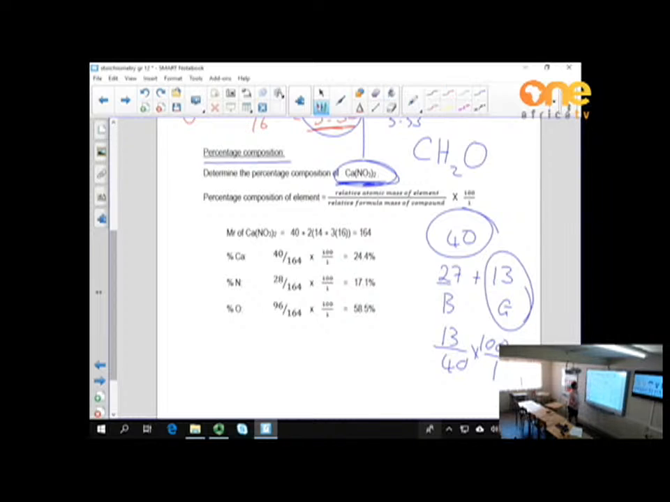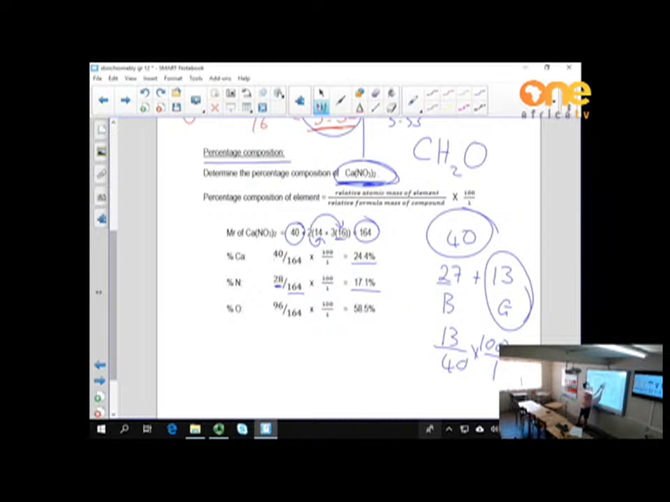So what percentage would be calcium? Well, the 40 grams out of the 146 grams would be the calcium percentage. So 40 divided by 146 gives me 24%. What percentage is nitrogen? Well, we have got how many nitrogen atoms? 2. So 2 times 14 is 28. So we have 28 over the 146 as a percentage. And lastly, the oxygen is 3 times 16, but we have 2 of them. All right, so don't be caught out by that.